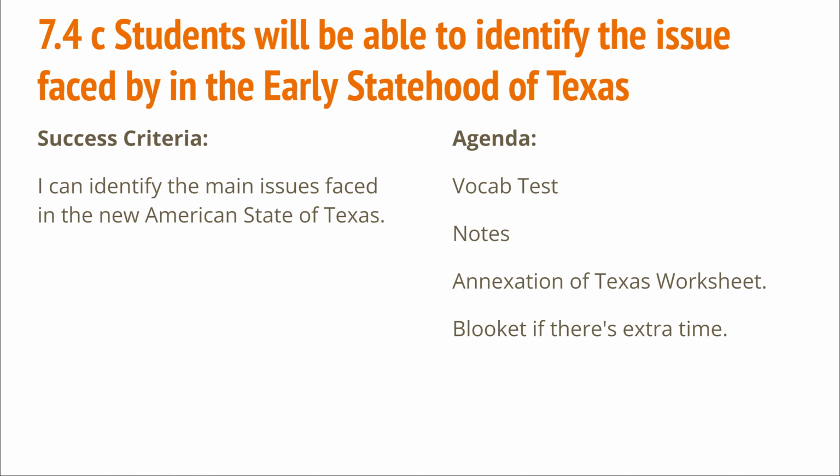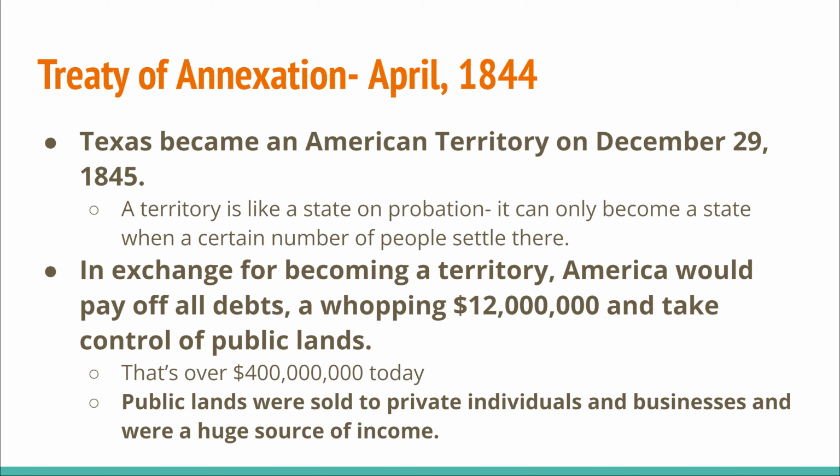So there will be 4 grades going in the grade book as soon as I can get them in, including these two. It will be the Manifest Destiny assignment, the Alamo video questions, the annexation of Texas worksheet, and the vocab test. Whew. All right. With all that said, let's get started.